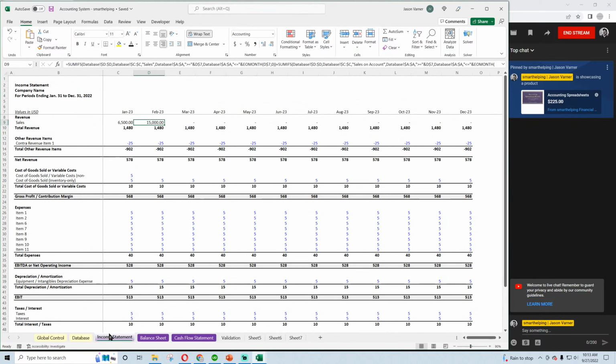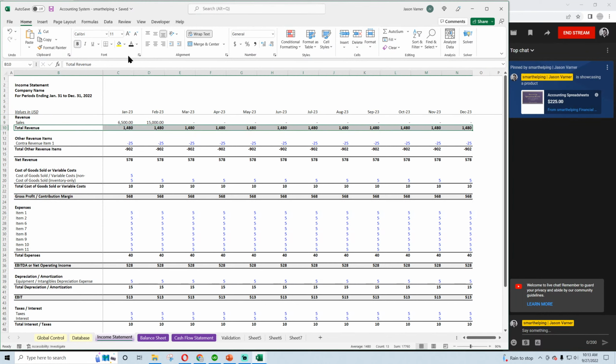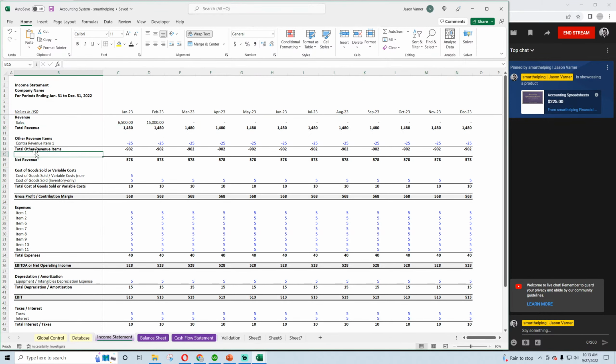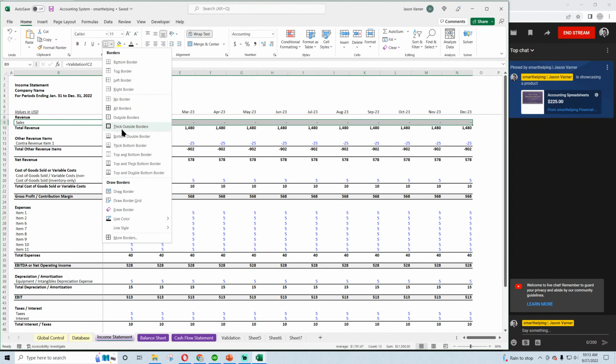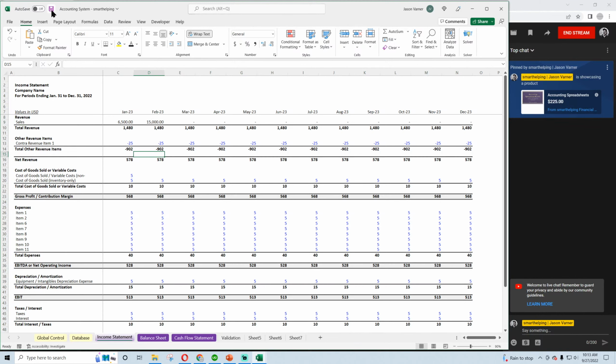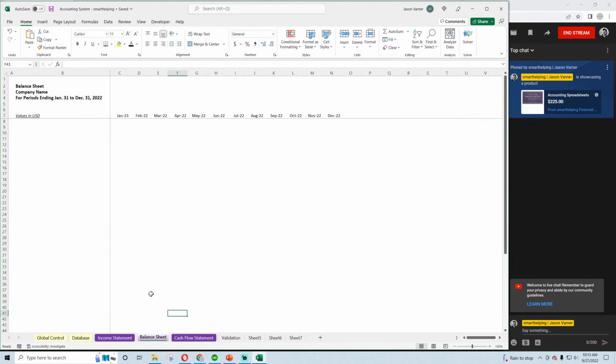So let's keep walking through this logic. So we've got total revenue. Let's give this a top thick bottom border. Total revenue. So the next part, let's do, oh boy.